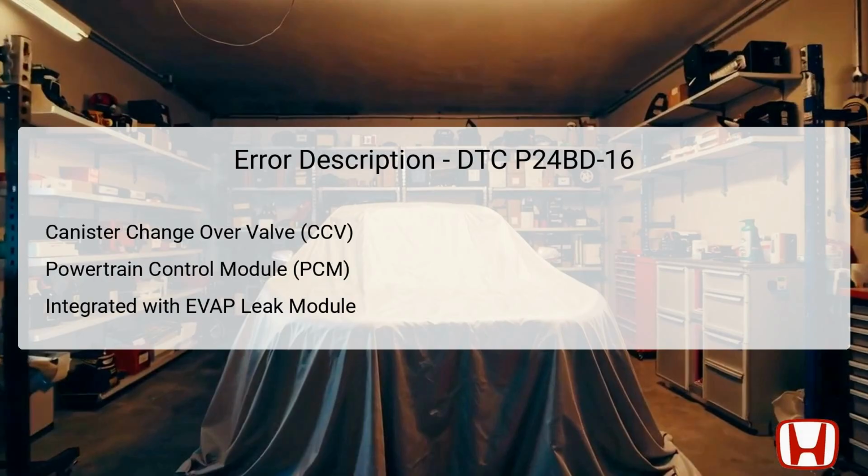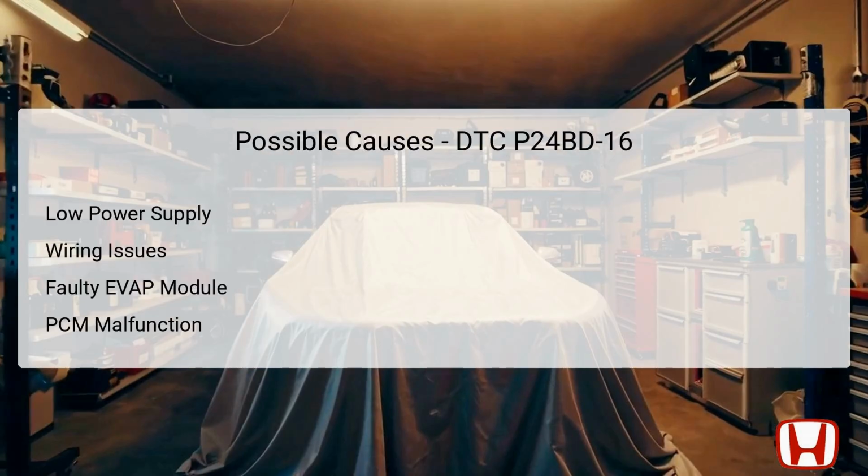The CCV is integrated within the EVAP leak check module, which is positioned toward the back of the Honda CR-V, usually near the fuel tank. Understanding these components' placement and roles is crucial for effective troubleshooting, as they interact to maintain both vehicle performance and compliance with emissions requirements. Several possible causes can lead to the DTC P24BD-16, each requiring thorough investigation.